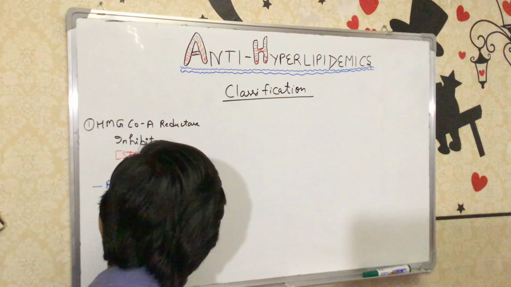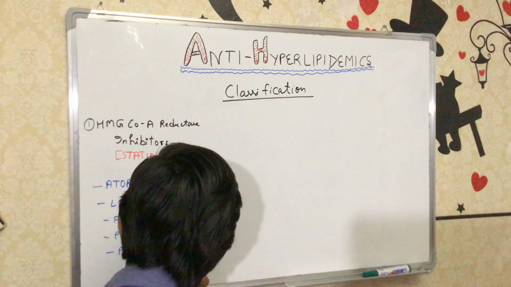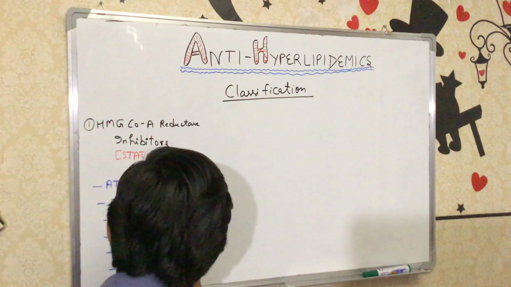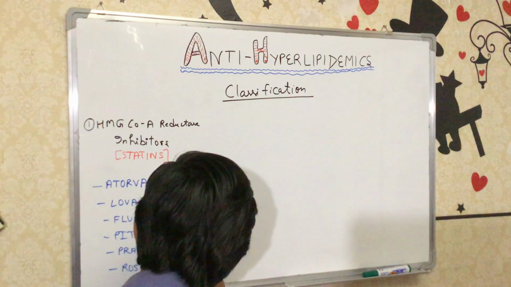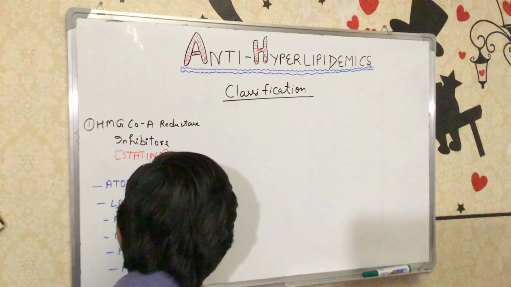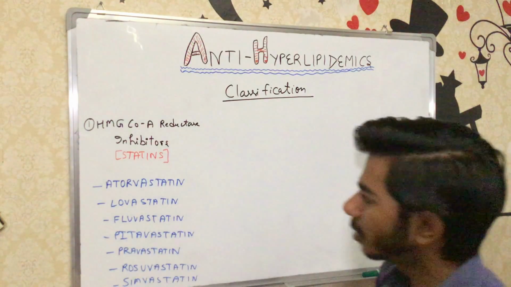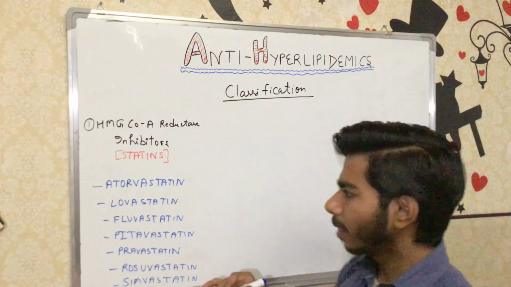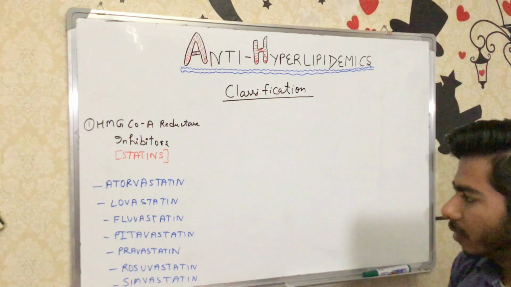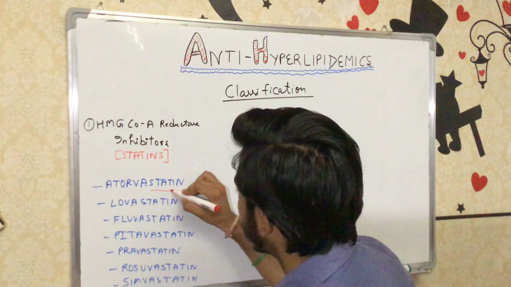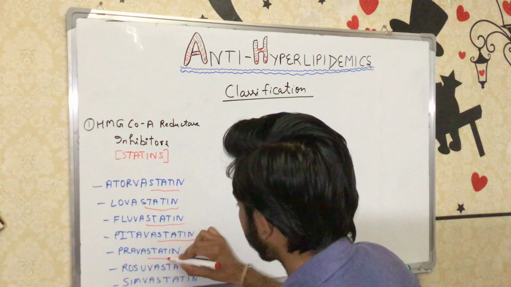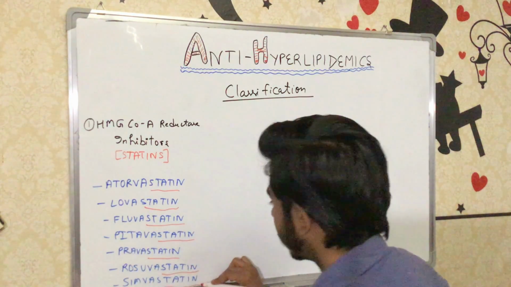Pravastatin, rosuvastatin. So there are many drugs actually, and these are kind of similar drugs. Simvastatin. These are the drugs which come under the category of the statins, and as you can see, they all end with statin, by which you can remember these names.